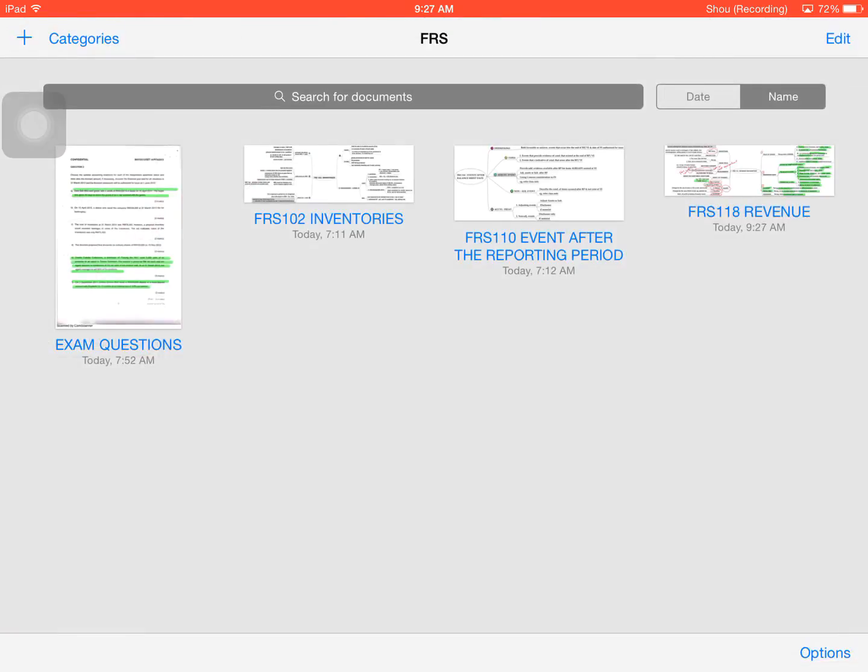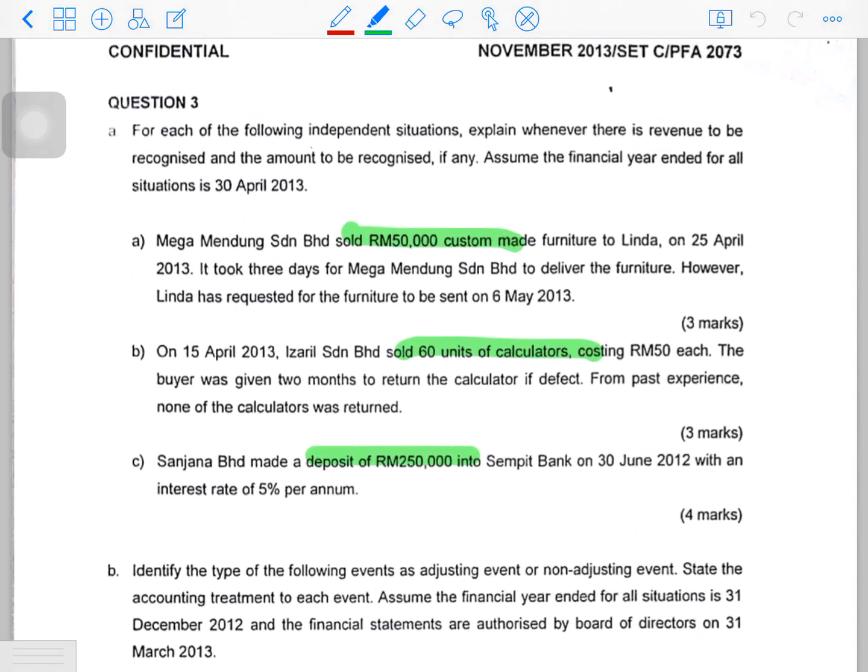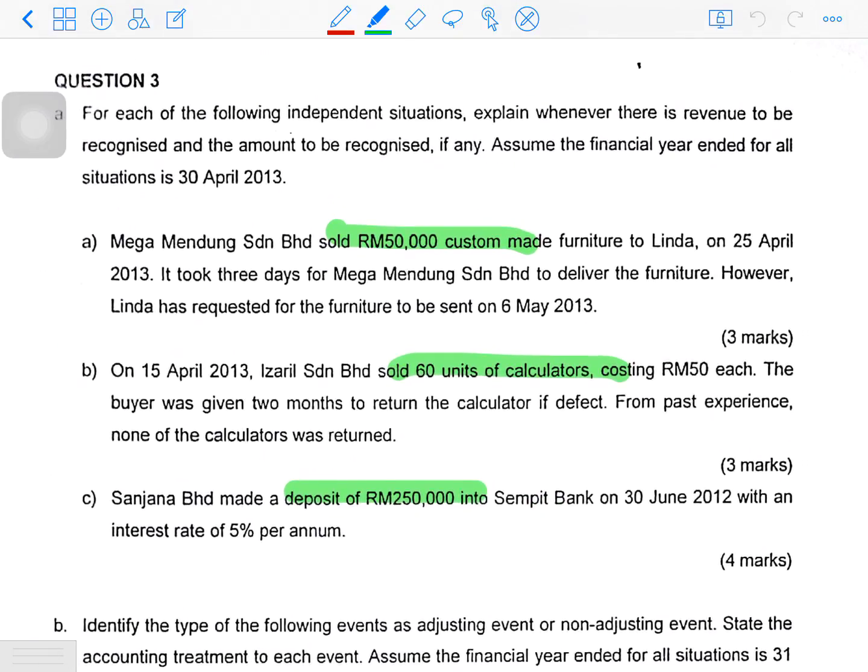So in your final exam, for example, we have here November 2013. Question number 3. Normally your question for FRS 18 ni will be in question number 3 lah. Okay. For example, here question number 3, you have for each of the following independent situation, explain whether there is revenue to be recognized and the amount to be recognized, if any. Assume the financial year ended for all situations is 30th April 2013.